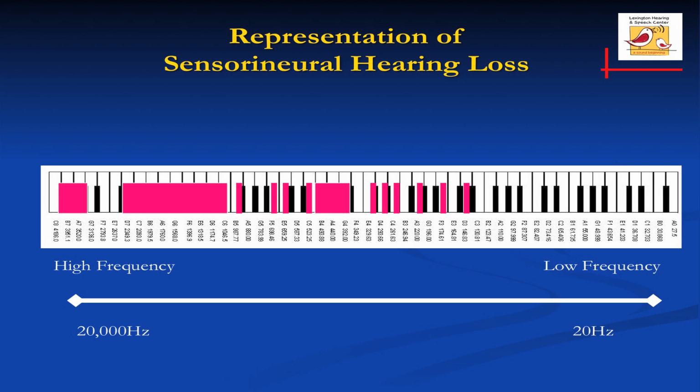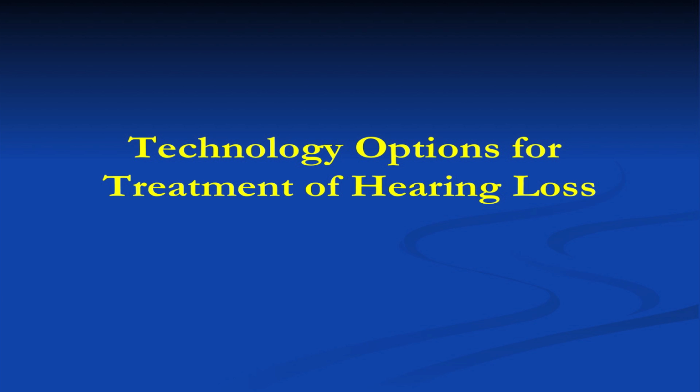This slide is a representation of a sensorineural hearing loss. What happens is those hair cells in the cochlea become damaged and they are no longer as sensitive to as soft a sound in different pitch areas. So that affects how well the keyboard sends the sound up to the brain. This is important when we're talking about technology options and what is appropriate for different types or levels of hearing loss.